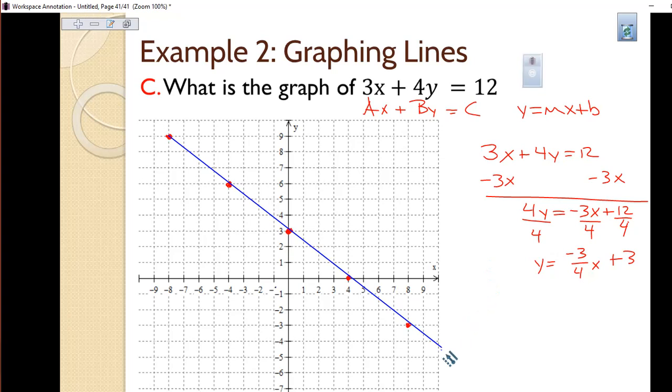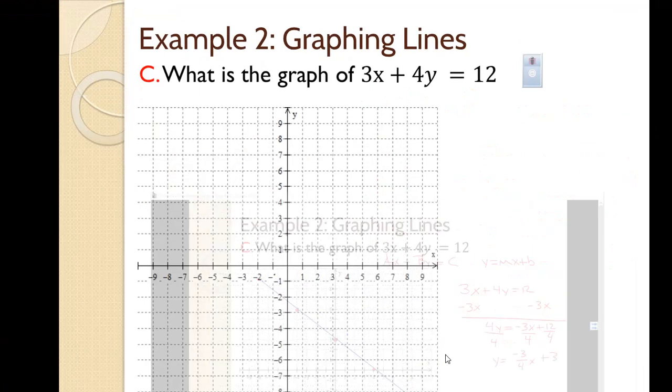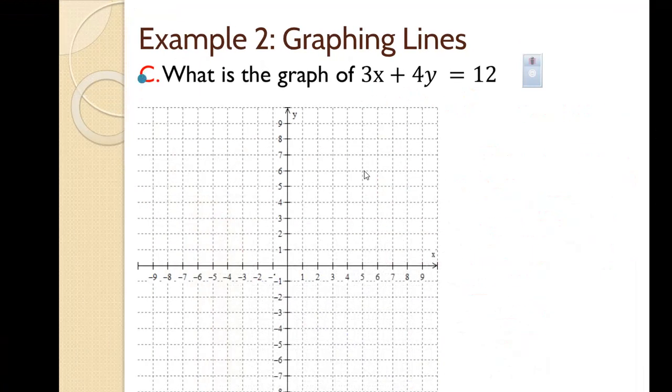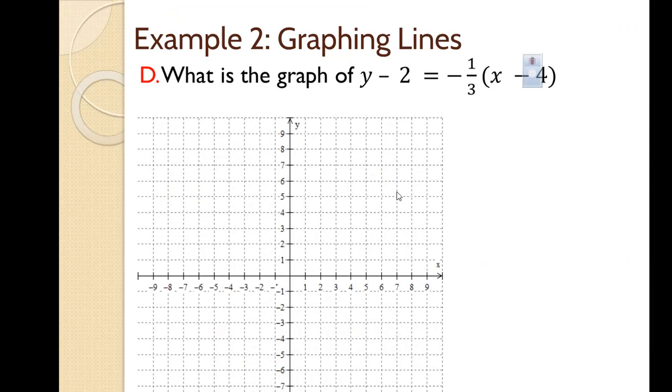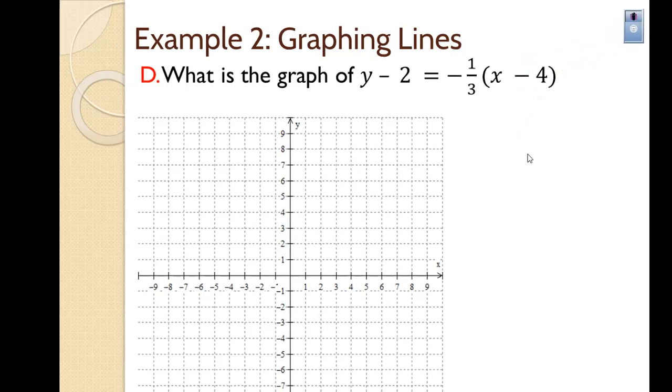All right, so far we've looked at graphing a line in slope-intercept form, point-slope form, and standard form. I want you to pause the video, and I want you to graph the equation y minus 2 equals negative 1/3 x minus 4. So pause the video now, come back and check your work when you're done.